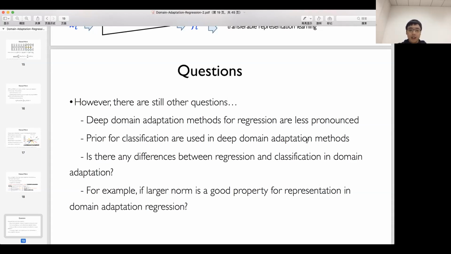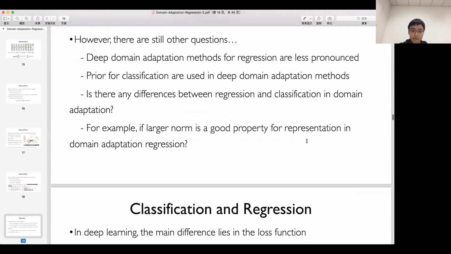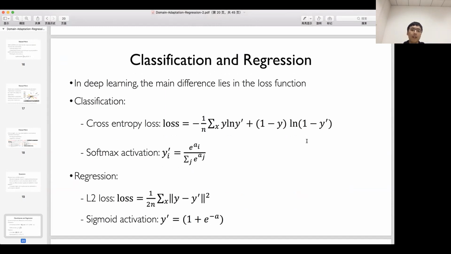For example, a larger norm is a good property for representations in classification. But is it also good for representations in regression? We want to explore this difference. First, we all know that the main difference in machine learning between classification and regression lies in the loss function. In classification, we always use a cross-entropy loss with a softmax activation. And in regression, we always use an L2 or L1 loss with a sigmoid activation. If we do not normalize the label, we can remove the sigmoid activation.